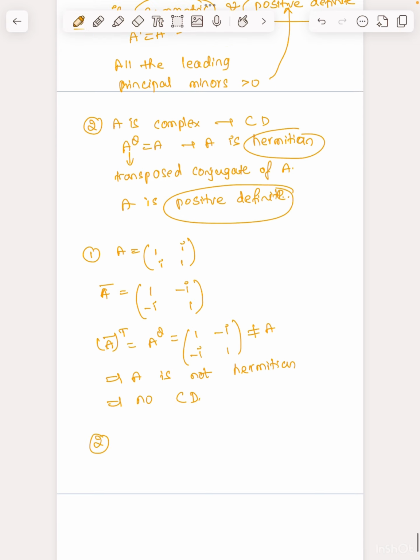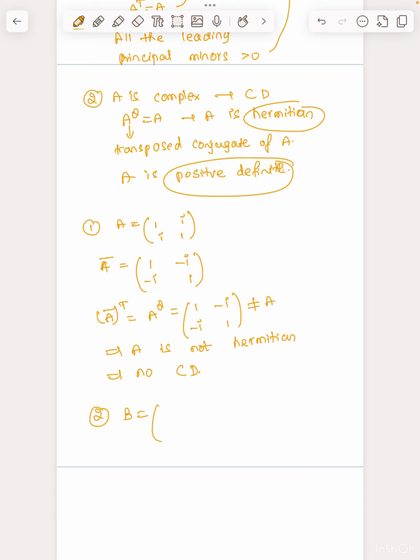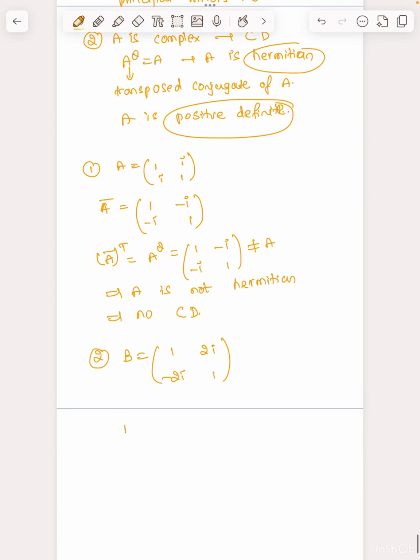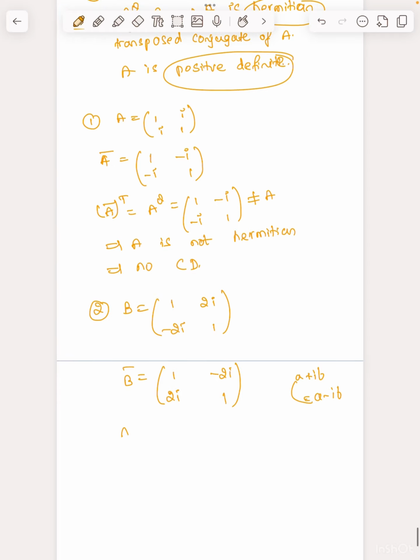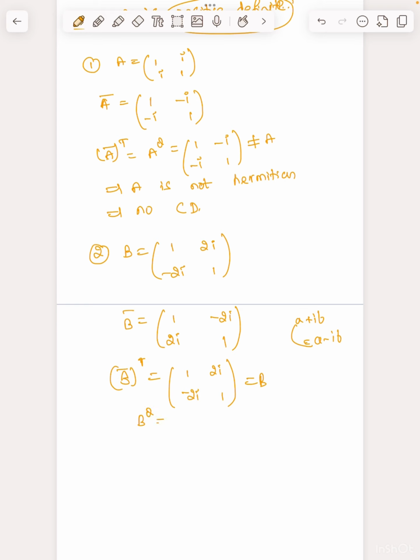Now we will see option 2. Option 2 is B equal to 1, 2i, minus 2i, 1. Now the conjugate of B is obtained by taking the conjugate of each element. Conjugate of 1 is 1, conjugate of 2i is minus 2i, conjugate of minus 2i is 2i, because the conjugate of a plus ib is a minus ib. If only a is there, the conjugate of a is a only. Conjugate of 1 will be 1. Now taking the transpose, the conjugate transpose of B is 1, 2i, minus 2i, 1. You can observe this is equal to B. Therefore B theta is equal to B. B is Hermitian.